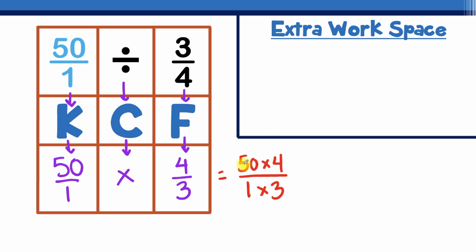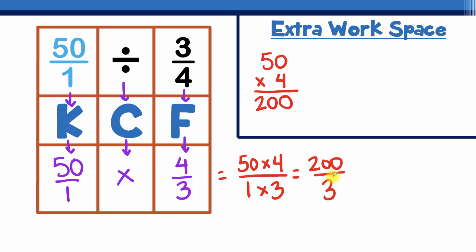In case you can't do 50 times 4 mentally, I always like to have a little extra workspace so that we can do that work in. So let's put 50 times 4. 4 times 0 is 0. And 4 times 5 is 20. Making the result of 50 times 4 equal to 200. So that is our new numerator. And then our new denominator is just 1 times 3, which is equal to 3.